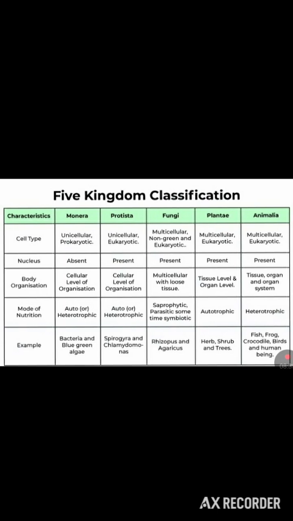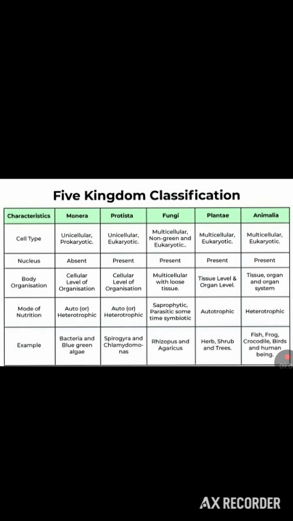Coming towards the third characteristic, that is body organization. Kingdom Monera contains cellular level of organization, meaning having a single cell. Kingdom Protista also contains members having single cell bodies. Kingdom Fungi, Plantae, and Animalia are complex organisms. They are mainly composed of multicellular organisms.